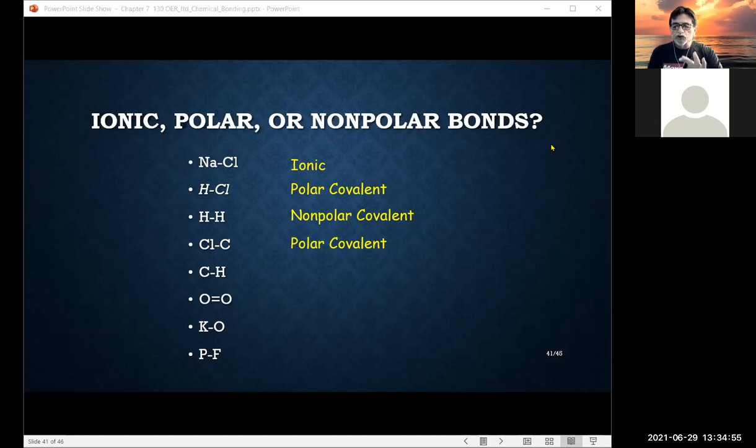Now, we're just talking about the bonds here. We're not talking about whether the overall molecule is polar or nonpolar; I'll come back to that in a second. Let's finish the list here. Carbon hydrogen, nonpolar bond. Diatomic oxygen, nonpolar covalent. And we have an ionic compound for potassium, and for phosphorus and fluoride, we have polar bonds.